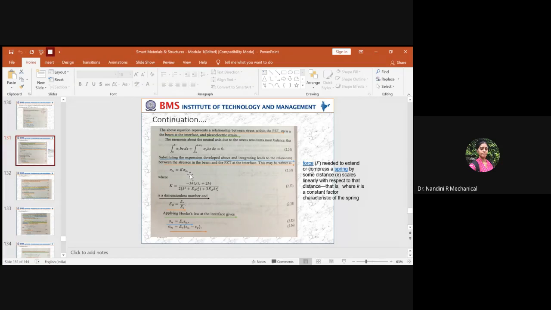Okay, so once you have got the relation between the stress across the structure and the stress across the actuator, and the relationship between the elastic modulus of the actuator and the elastic modulus of the structure, you should apply the concept of Hooke's law. So what is Hooke's law? Anyone can tell me?